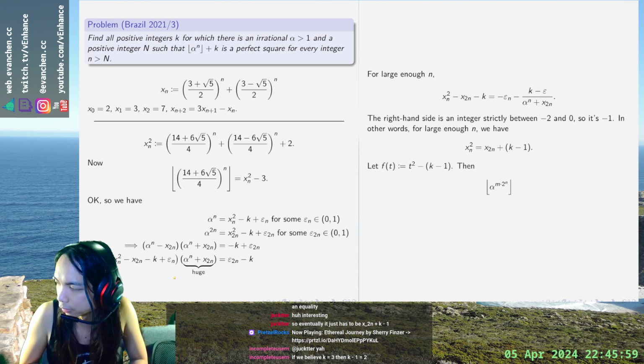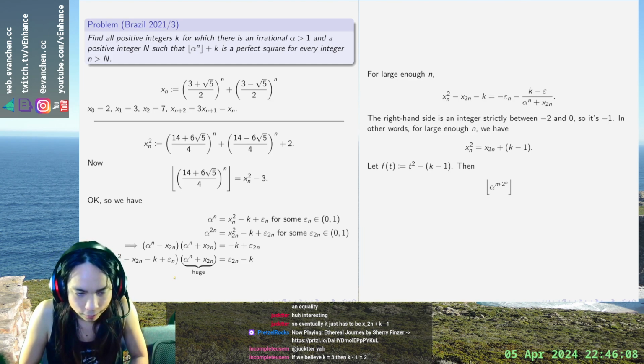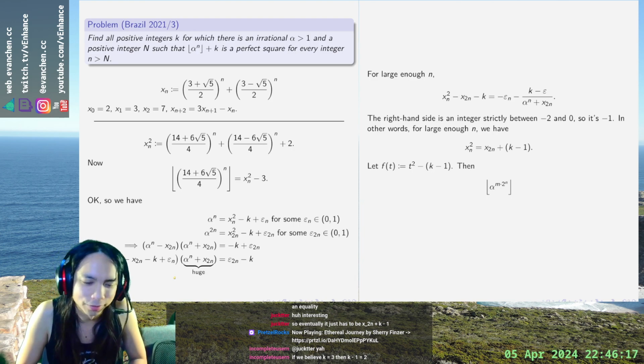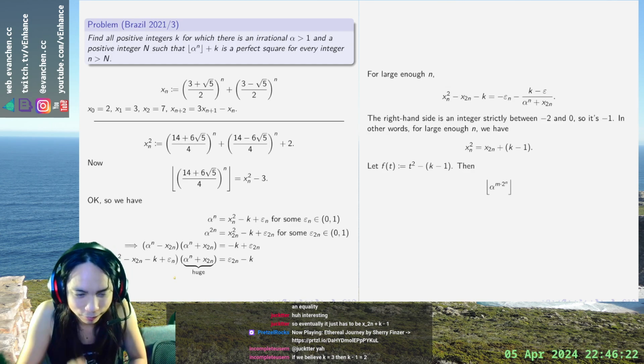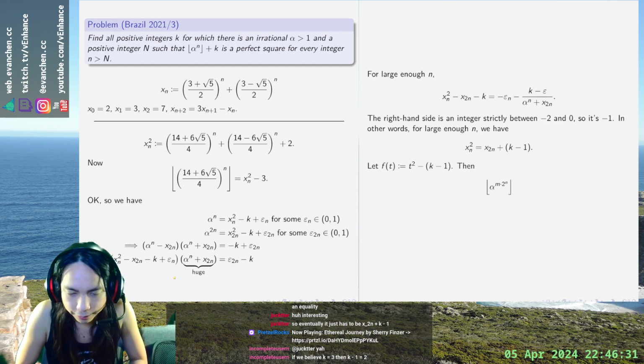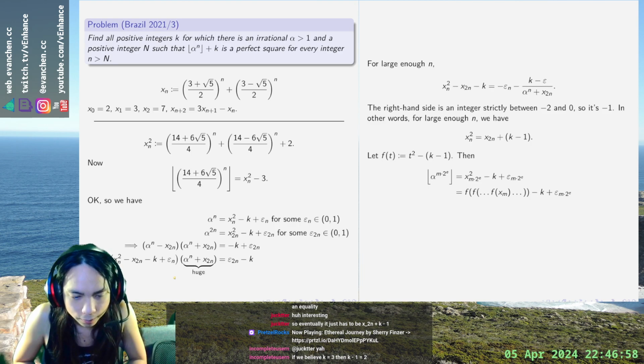So x is where the sequence of... I need to be a little careful. X to the m times 2 to the n. I should use different parameter names. Do I want to reuse n? We'll use e for the exponent. You iterate this a ton of times. This is x sub m squared minus k plus some epsilon m to the e. But we also have this recursion, so this is equal to f applied a bunch of times to xm, minus k plus epsilon m times 2 to the e, squared.